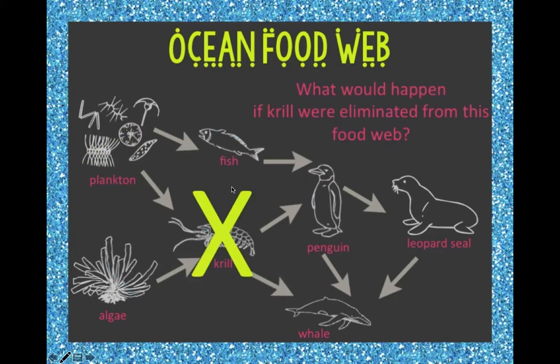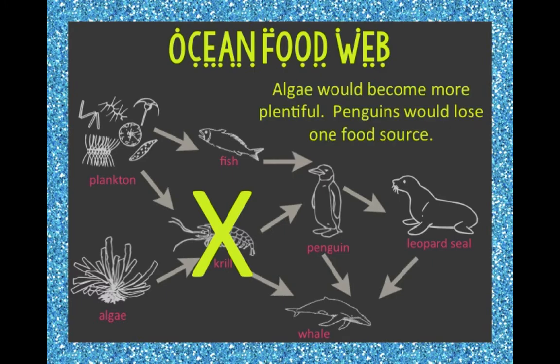What would happen if krill were eliminated from this food web? If you said that algae would become more plentiful and that penguins would lose 1 food source, you are correct. So there would be a lot more algae. There would probably be more plankton because plankton are no longer going to be eaten by krill. Whales are also going to lose a food source, and penguins are going to lose a food source.